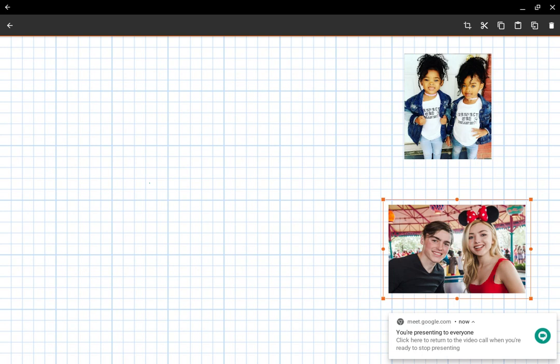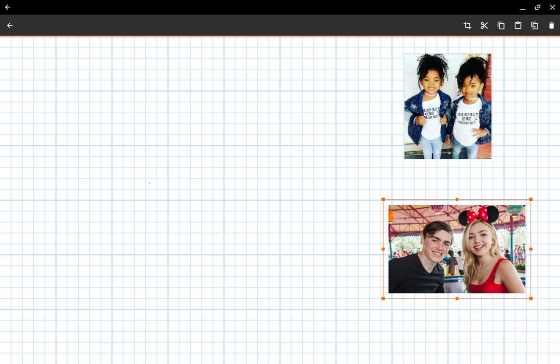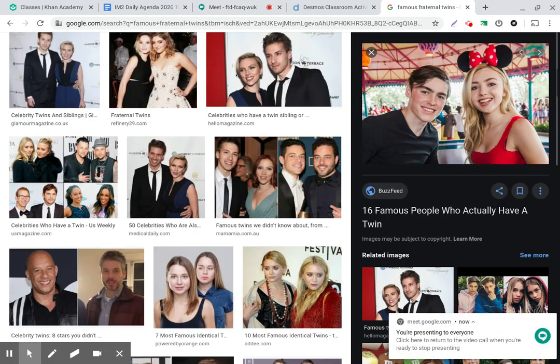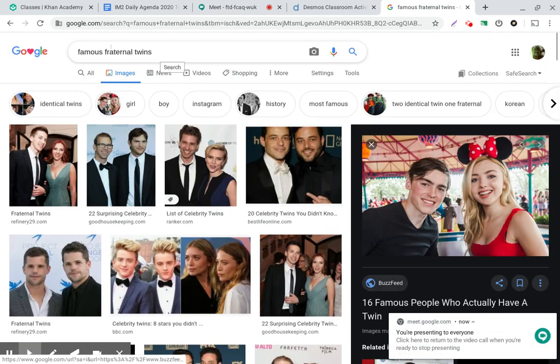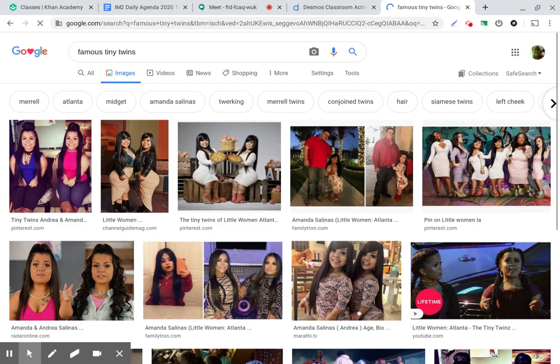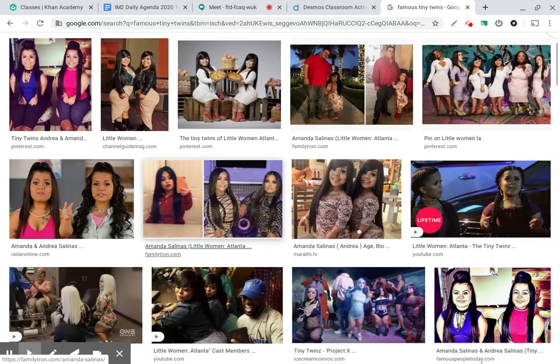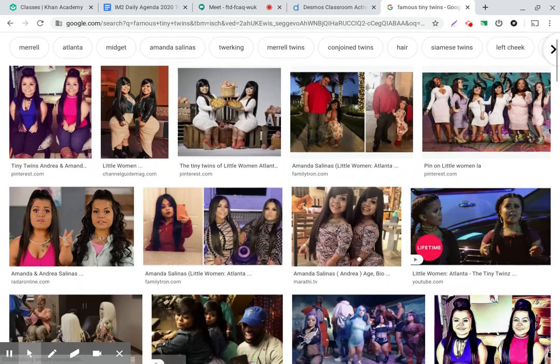I don't know who these people are, by the way, but these little girls look really cute and they're identical. Actually, my wife watches this weird show called Tiny Twins. Anybody ever heard of that? Tiny Twins. There, let's see. Yeah, these. She's obsessed with watching this show. Let me put them in instead. They're pretty cute too.